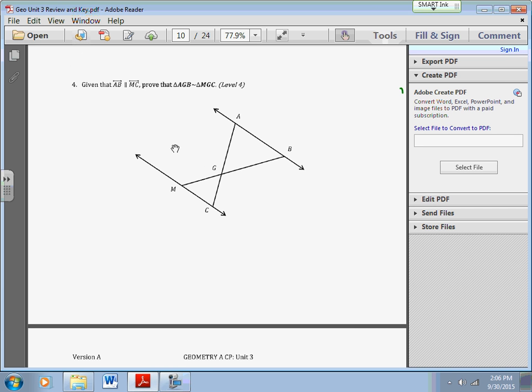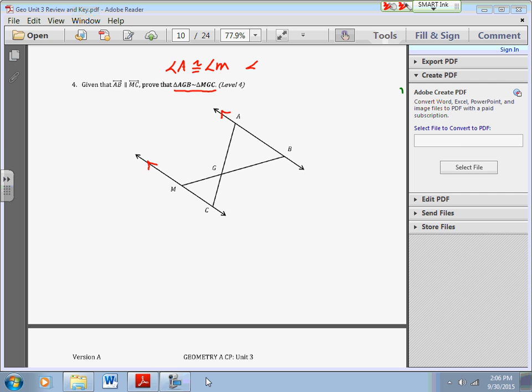All right. Given AB is parallel to MC, so you should have drawn this extra set of arrows here. Everybody see that? In the picture, you're going to have to prove that these two triangles are similar. So that means you have to prove that angle A is congruent to angle M. Angle G is congruent to what angle? Wait, so those are parallel? Yeah, it's stated already. It's given.